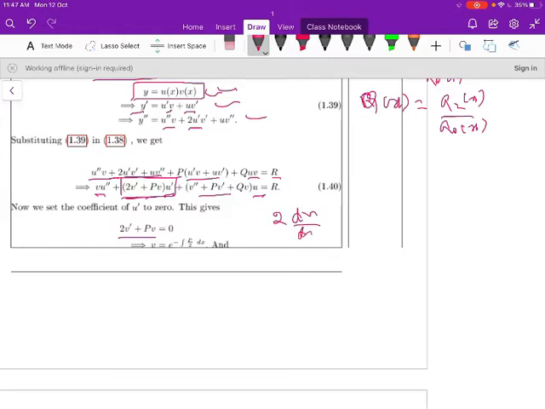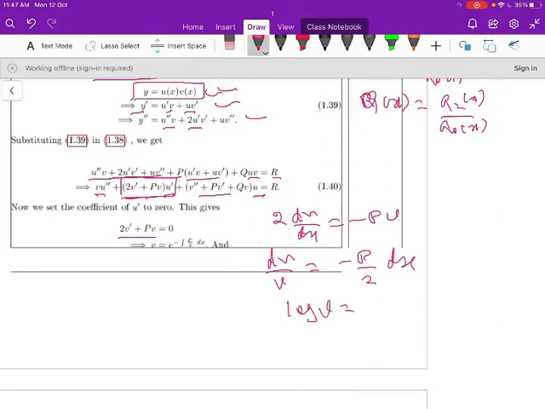Let us solve this equation. This can be written as 2 into dv by dx is equal to minus p into v. So dv by v is equal to minus p by 2 into dx.